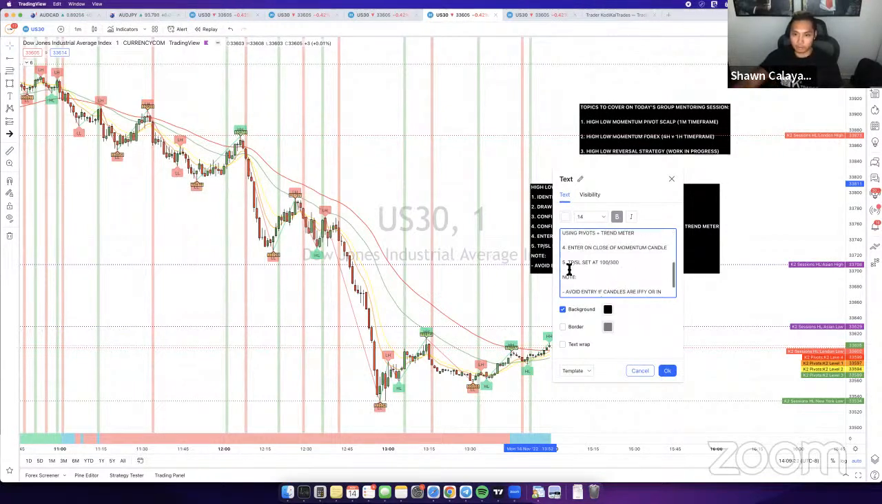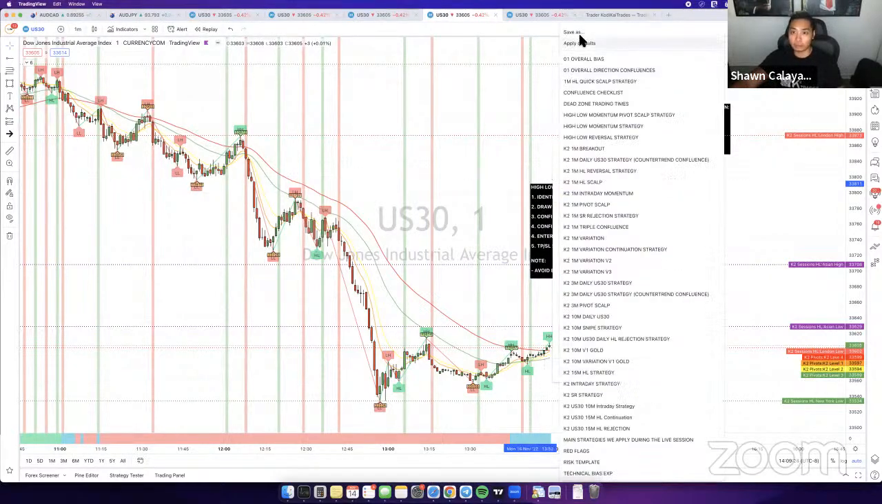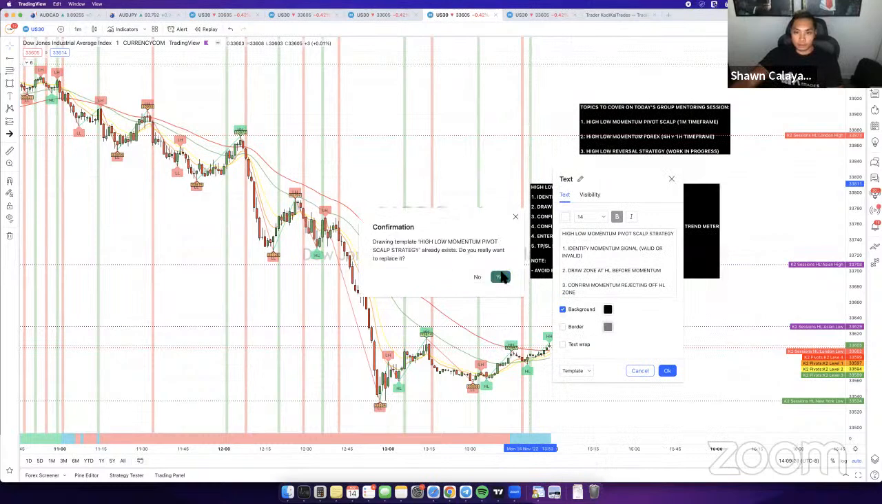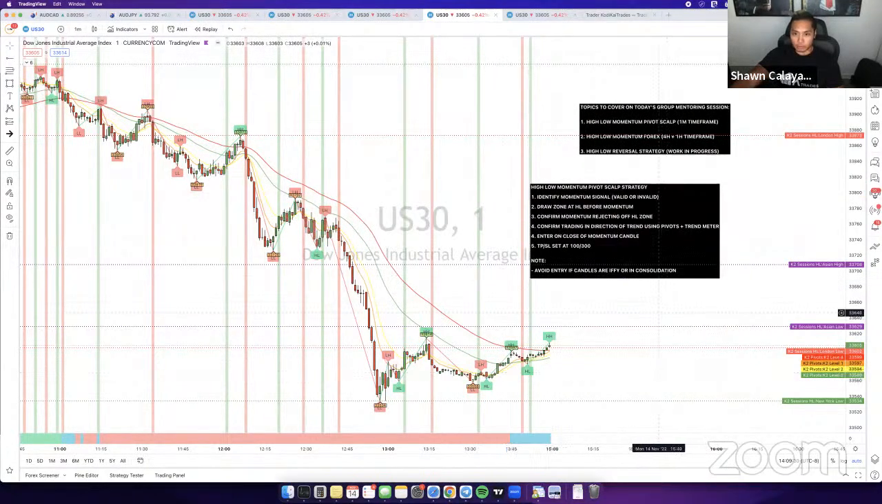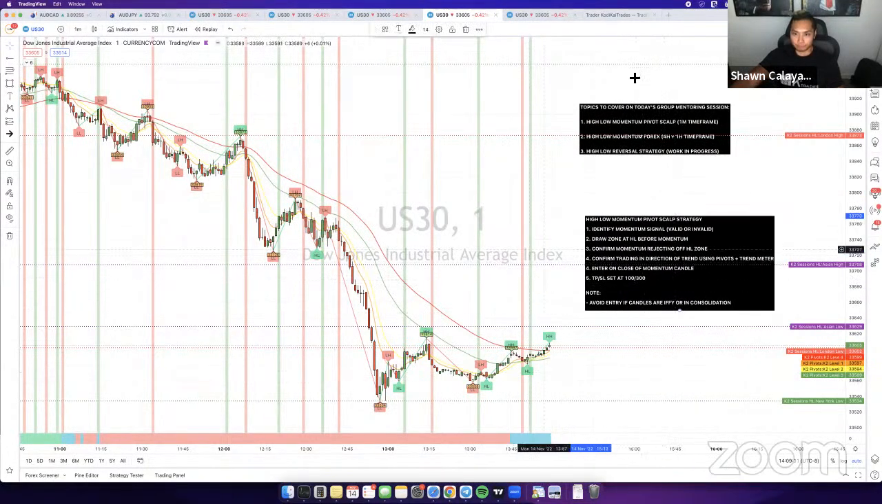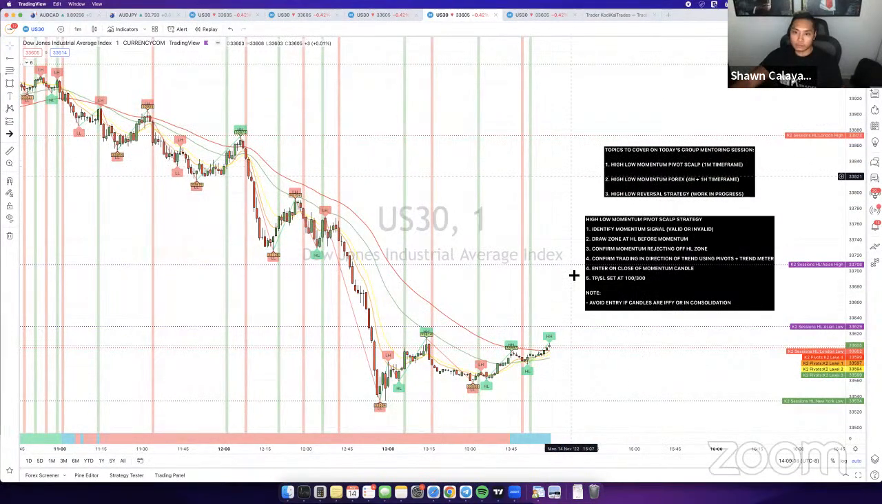I don't really see anything else here. If I see anything else that needs to be added, we'll refer back to it. But I think for the most part, this is pretty much it. So, okay. This is the high-low momentum pivot scalp strategy. It's literally just a pivot scalp entry, but you're using the high-low momentum as a confluence. So it's pretty much just two strategies incorporated into one.